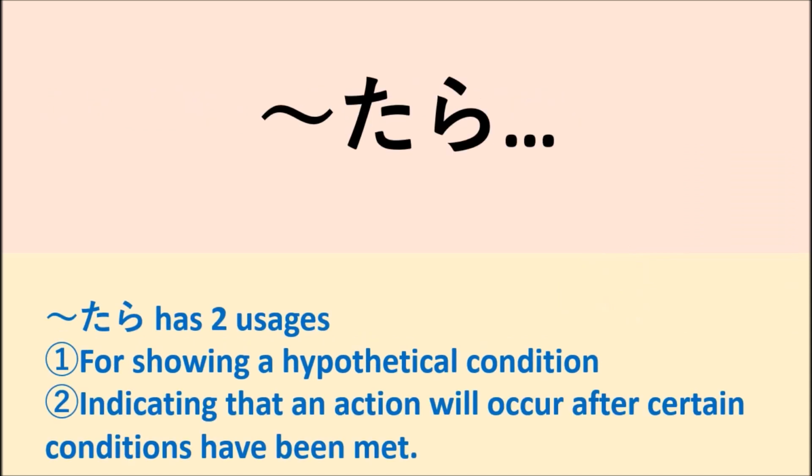Here, we will learn the meaning and how to use nani nani tara. We have the explanation like this. Tara has two uses. The first is for showing a hypothetical condition, and the second is for indicating that an action will occur after certain conditions have been met. Do you understand this?